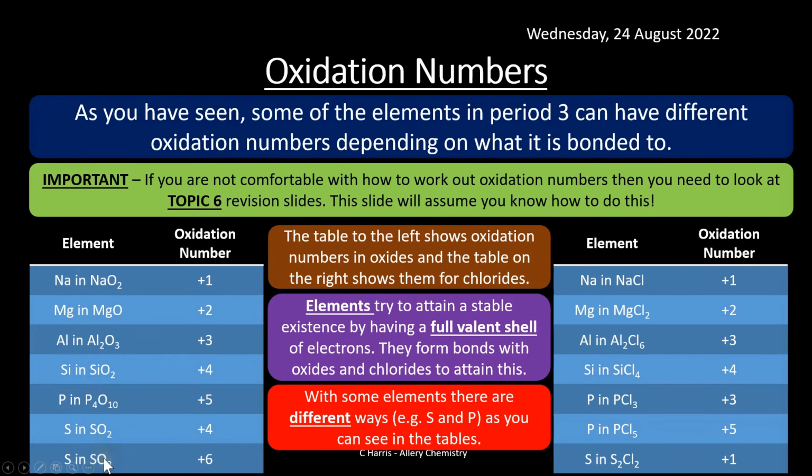You are expected to be able to work out the oxidation states in these. For the purpose of this topic, you need to be aware that sulfur, when reacting with oxygen, can form two types of oxide, and phosphorus, when reacting with chlorine, can form two types of chlorides. So just make sure you're aware of that. But the oxidation numbers you should be able to work out. Go back and look at topic 6 if you're not sure.